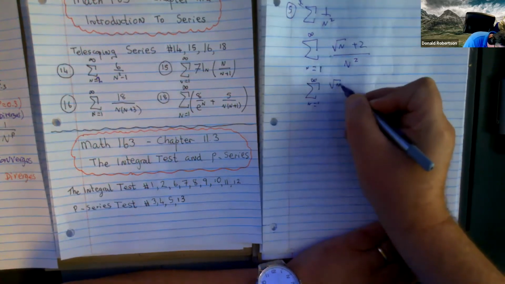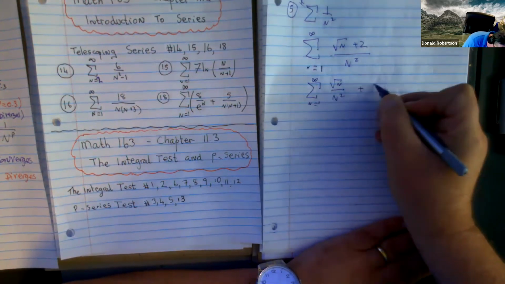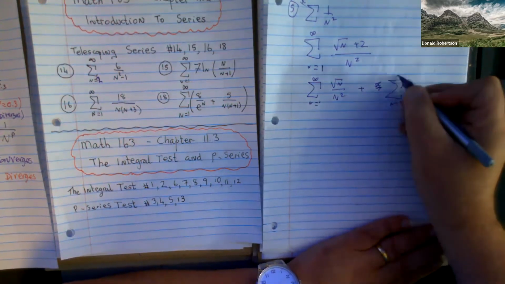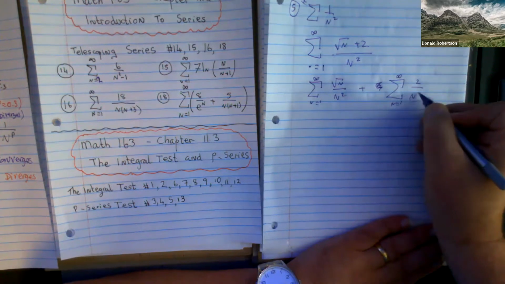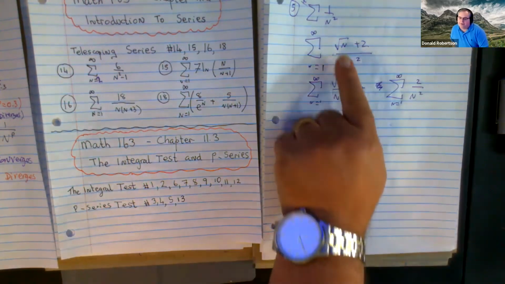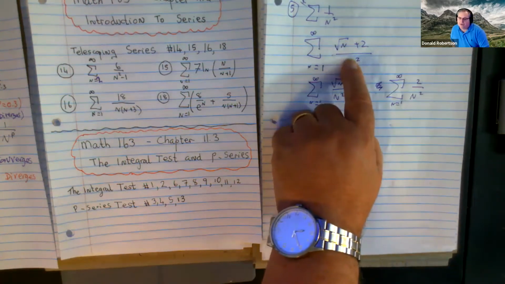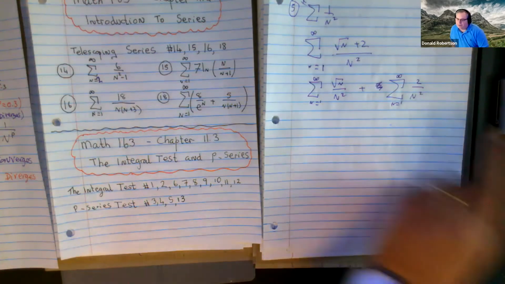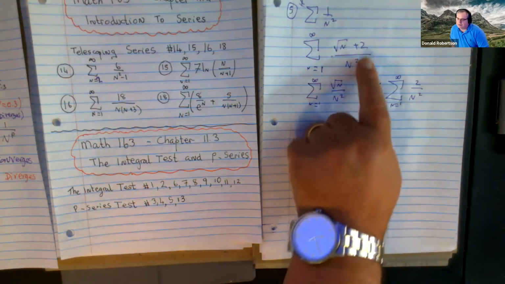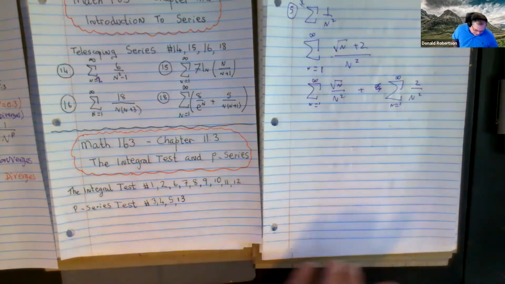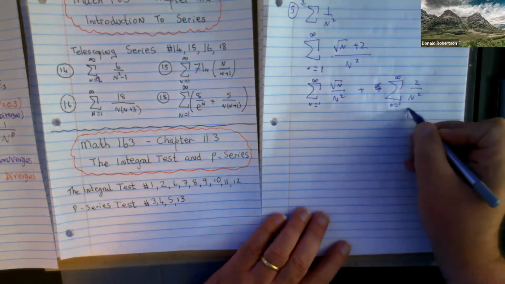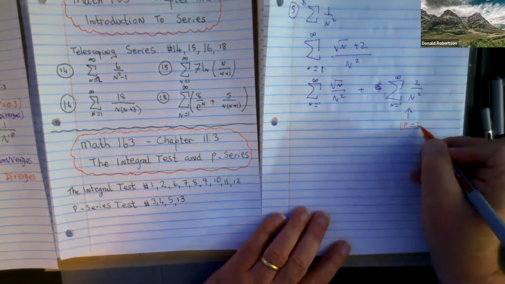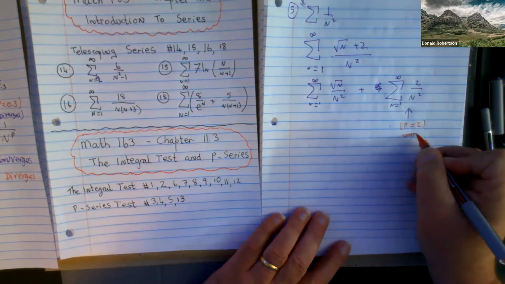I'm going to split it into two distinct pieces. Are you comfortable about how I split this fraction into a root n over n squared and a 2 over n squared? You comfortable with the algebra? This guy gets split into 2 pieces. Now, do you recognize this fella as a p-series? p equals 2, and so it converges.